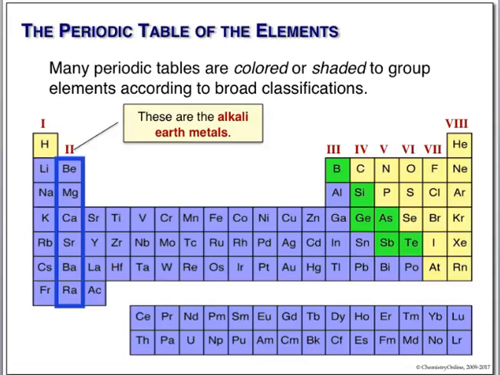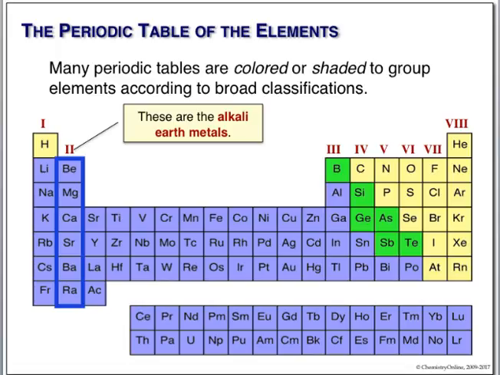Next to them, we have a group that are typically called the alkaline earths. Beryllium, magnesium, calcium, strontium, barium, and this is radium. We all know radium is radioactive.